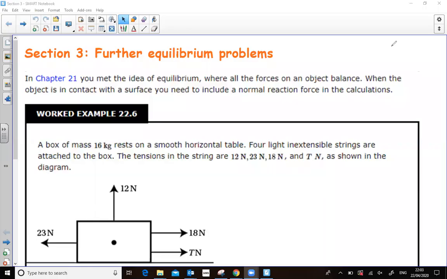Hello everyone, let's now move on to look at section 3, further equilibrium problems. In the previous chapter, we have met the idea of equilibrium, where all the forces on an object balance. When the object is in contact with a surface, you need to now include a normal reaction force in the calculations. We have introduced the normal reaction force in our last video. So let's have a look at this example.